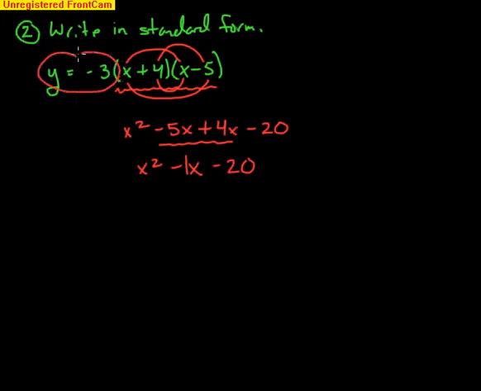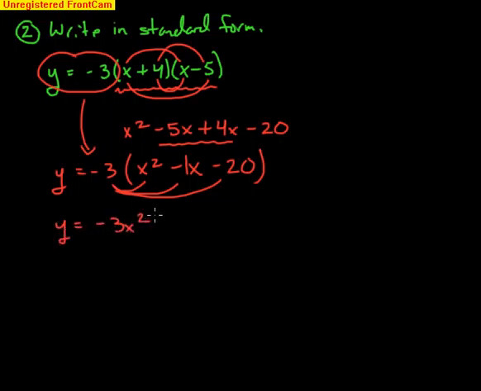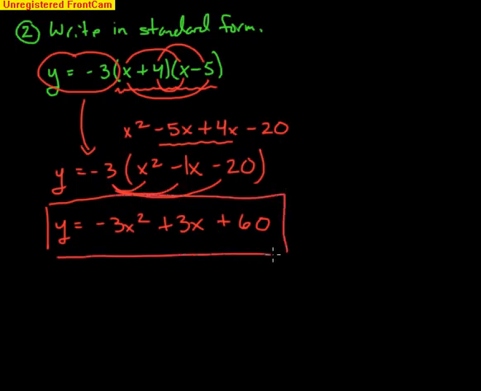So now I'm going to bring down the y equals negative 3, what we haven't used yet. I need to distribute this negative 3, so go ahead and put parentheses around what you FOILed, the trinomial that you got once you FOILed. And let's distribute the 3 once, twice, 3 times. So we get y equals negative 3x squared. Negative 3 times negative x is positive 3x. And negative 3 times negative 20 is positive 60. And there is your equation in standard form. FOIL first, distribute second.